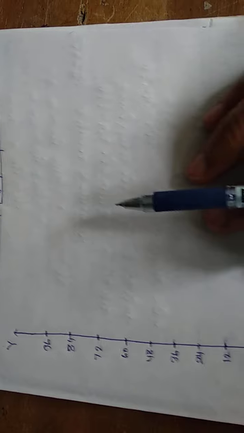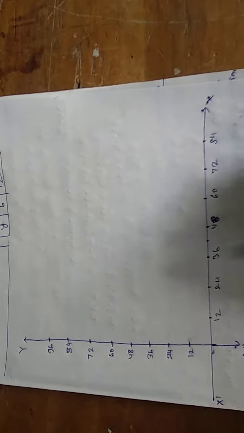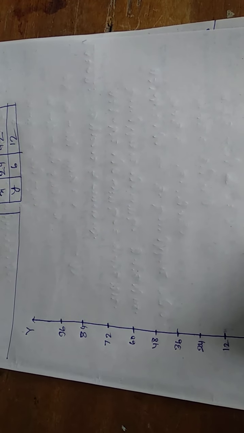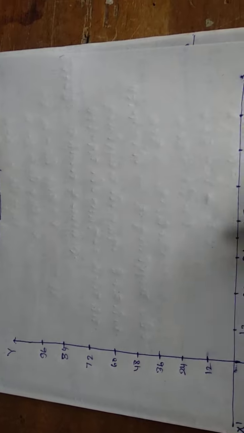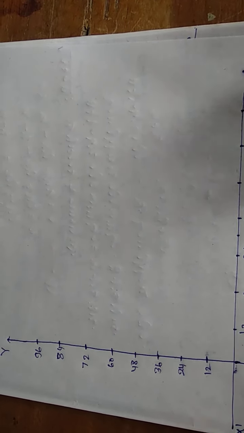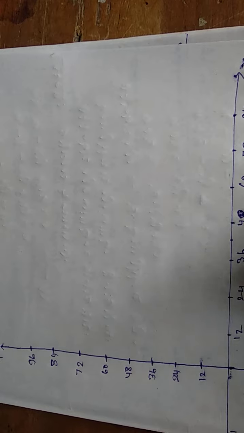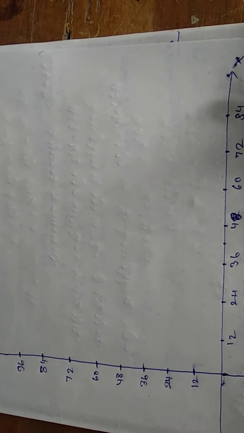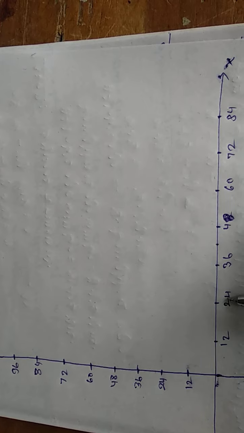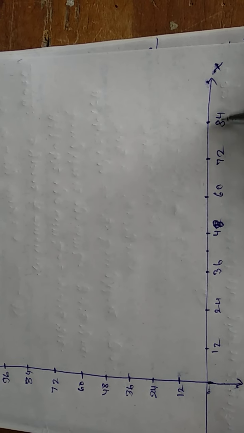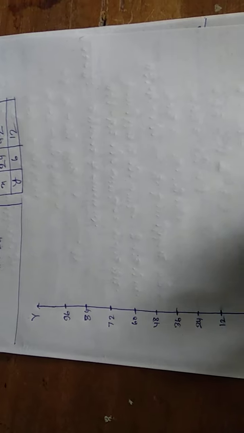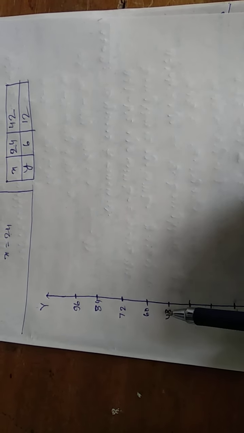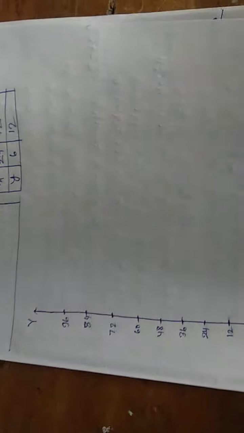Now you will draw the graph of this. You will draw two perpendicular lines. This one is the x-axis and this one is the y-axis. Both intersect at this point. This one is origin. Now you will divide the space on x-axis in equal intervals. For example, I am dividing this in multiples of 12, that is 12, 24, 36, 48, 60, 72, 84 and so on. Similarly, you will divide the space on y-axis in equal intervals, for example in multiples of 12: 12, 24, 36, 48, 60, 72 and so on.